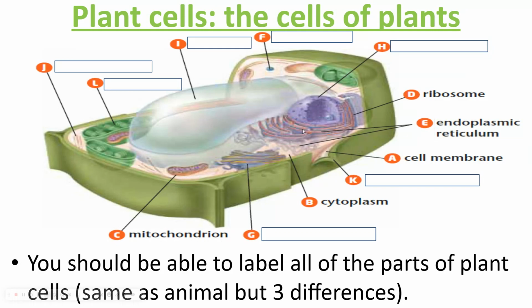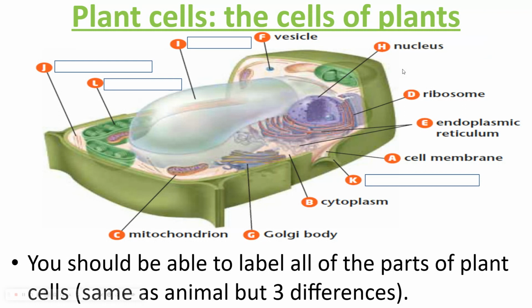The ER over here, the rough and the smooth ER, also found in plants. A little vesicle over here, but you can't call that a lysosome or a vacuole, because remember that plants have large vacuoles and no lysosomes. Golgi body over here. The nucleus with the nuclear membrane, nuclear pores, and nucleolus in there as well, just like in animals. The central vacuole, let's use that word central vacuole, because that's in a plant.